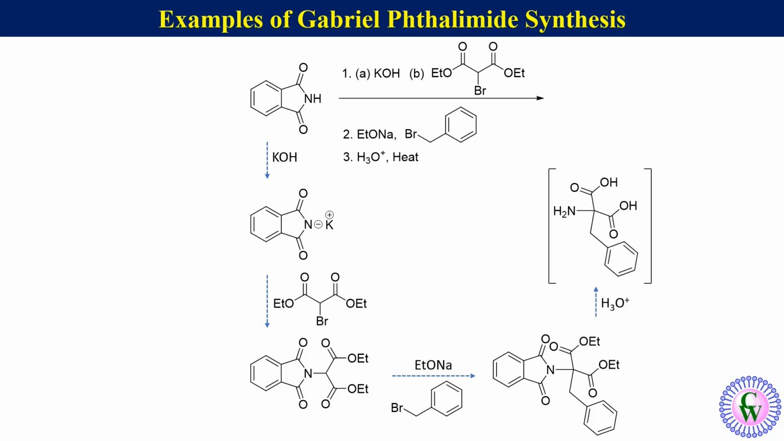and ester hydrolysis will give amino dicarboxylate. This will immediately undergo decarboxylation to produce phenylalanine.